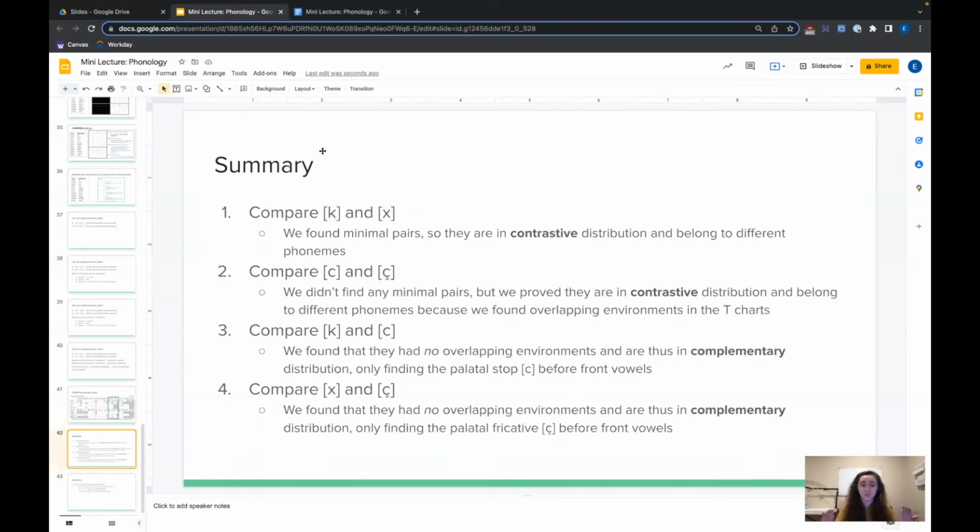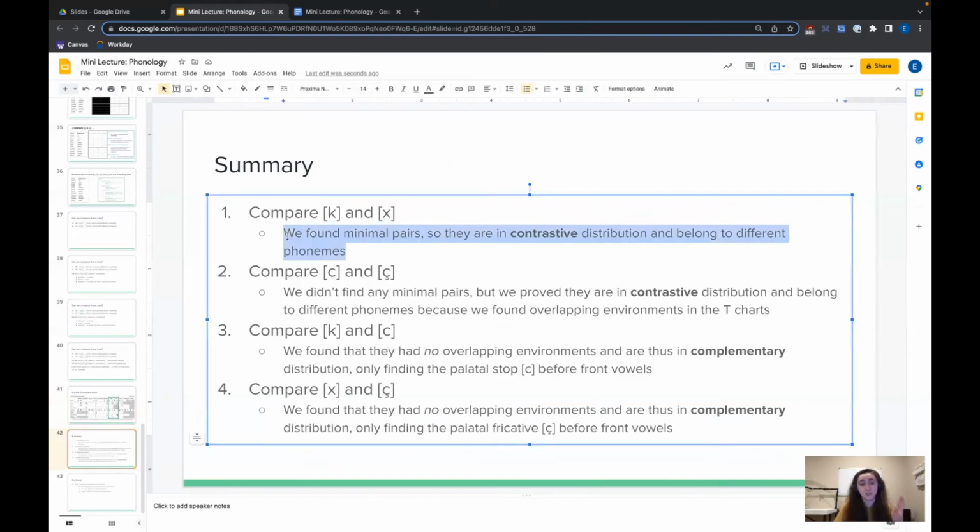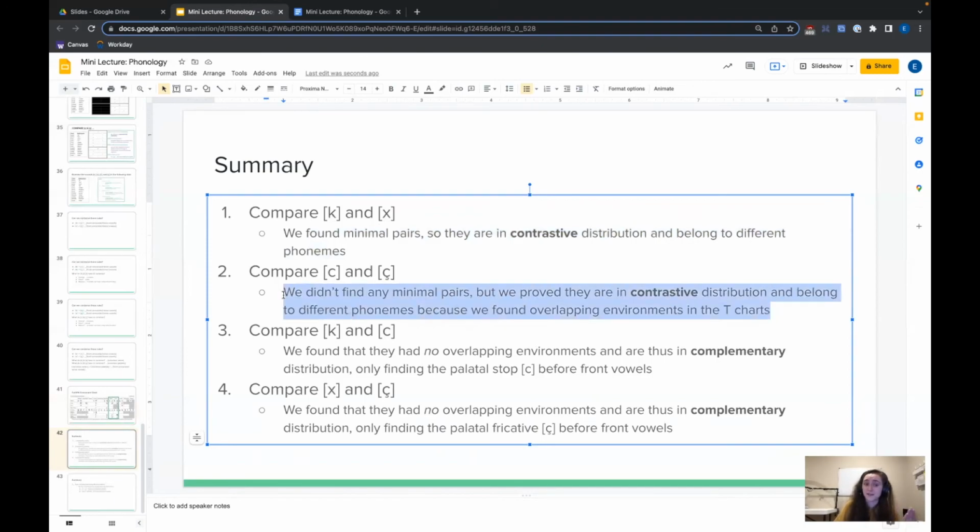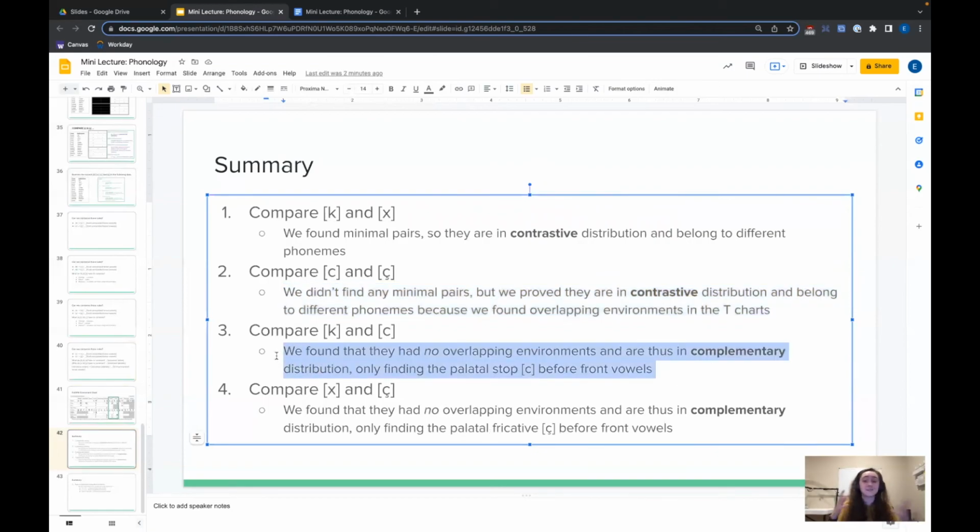So as a summary, we compared four sets of sounds. For the first one, we were able to find minimal pairs to say that the two velar sounds are in contrastive distribution and belong to different phonemes. Then for the two palatal sounds, we didn't find any minimal pairs, but we proved they were in contrastive distribution and belong to different phonemes because we found overlapping environments in our T charts. And then for the two stops, we didn't find any overlapping environments and determined that they're in complementary distribution, and the palatal one only appears before the more front vowels.